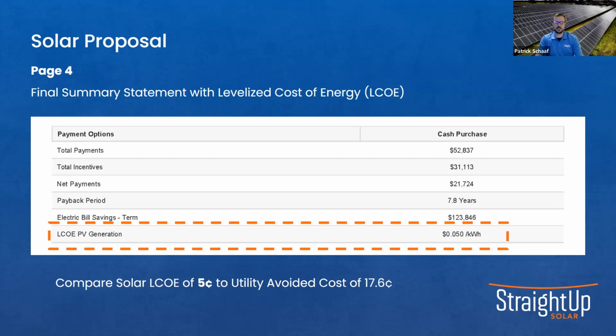And then the LCOE PV generation. This is a lengthy term, very verbose, but it stands for levelized cost of energy for photovoltaic generation, essentially. I like to use this analogy of buying stuff at a big box store. Essentially, what you're doing with solar is bulk purchasing 30 years' worth of solar power, or 30 years' worth of energy, at 5 cents a kilowatt hour. If you look at the utility rates from earlier, it was about 17.6, I think, there on the bottom. So you're getting a pretty large discount for bulk purchasing that energy up front.